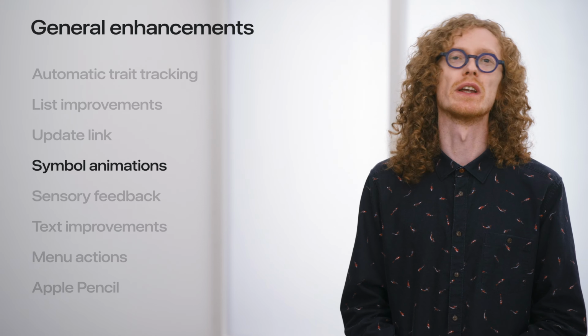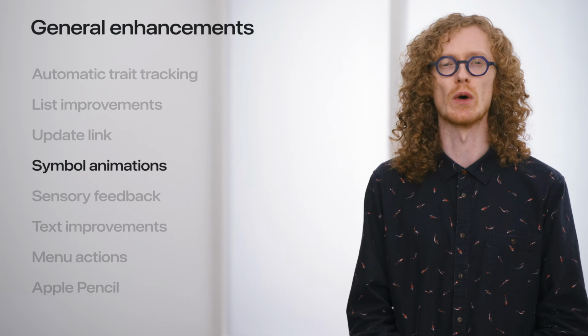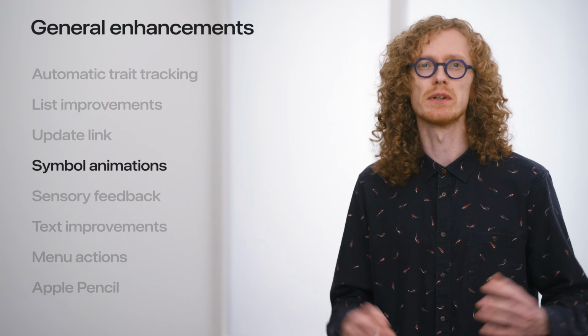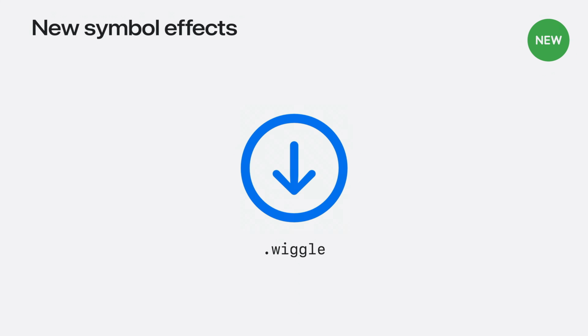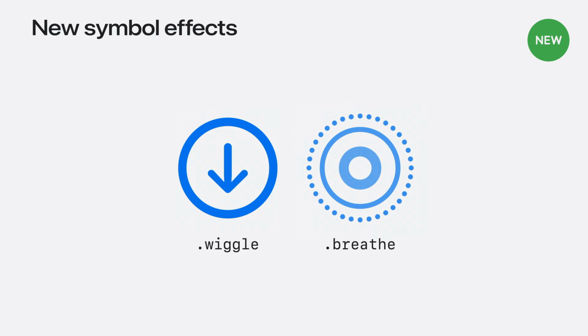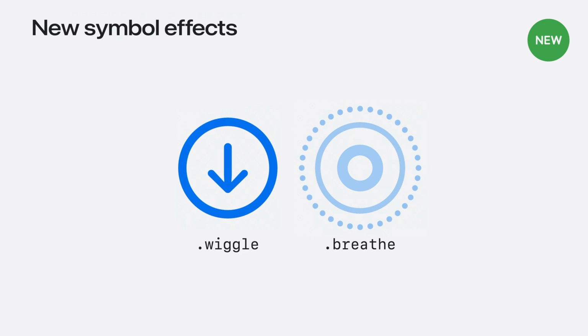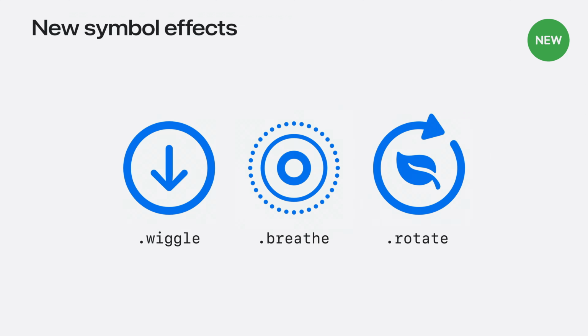SF Symbols ensure a consistent appearance for toolbar icons, navigation bars, and other UI elements. SF Symbols in UIKit are expanded with new symbol animations. There are 3 new animation presets in UIImageView and UIBarButtonItem. The wiggle effect oscillates a symbol in any direction or angle to draw attention. The breathe effect smoothly scales a symbol up and down to indicate ongoing activity. The rotate effect spins part of a symbol around a designated anchor point.